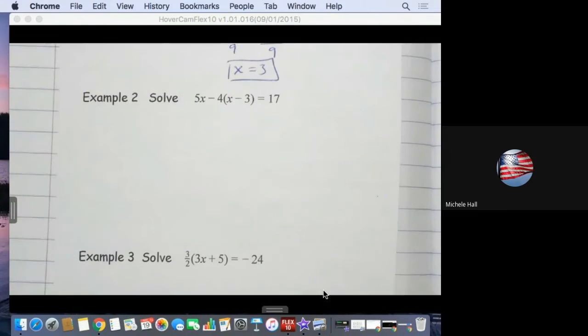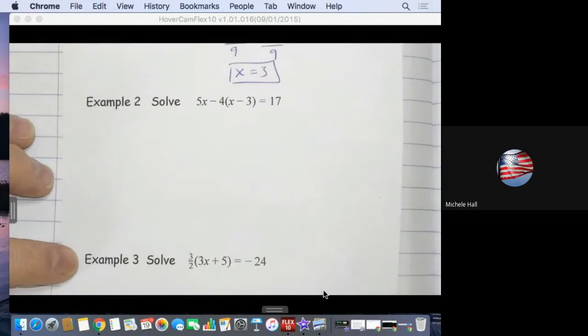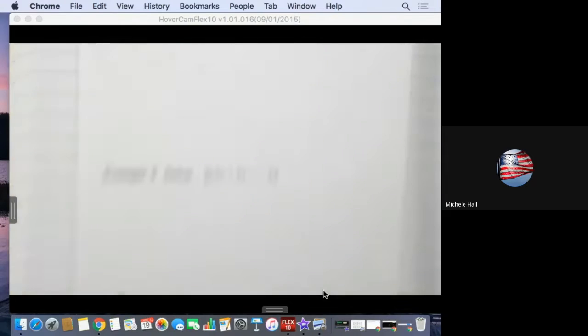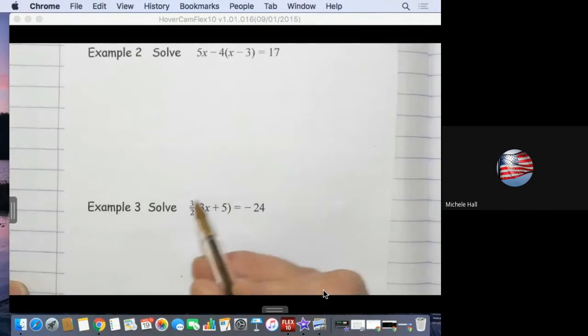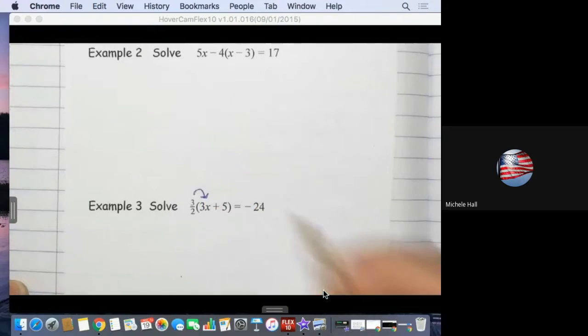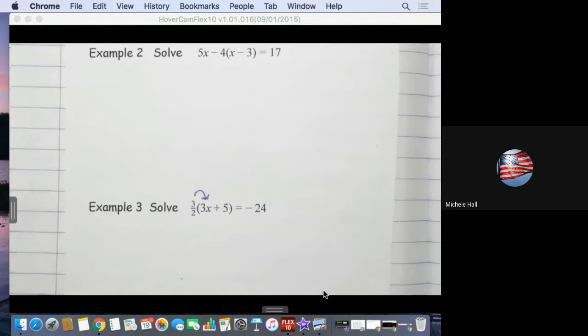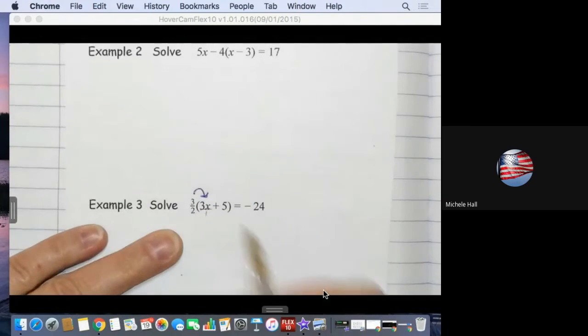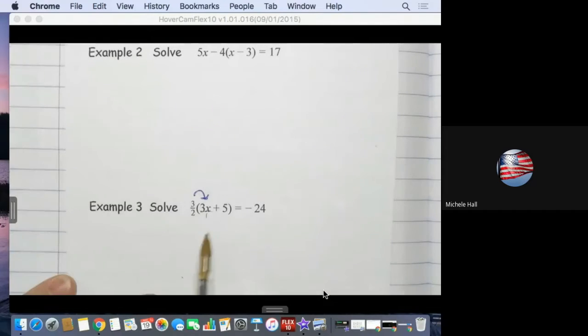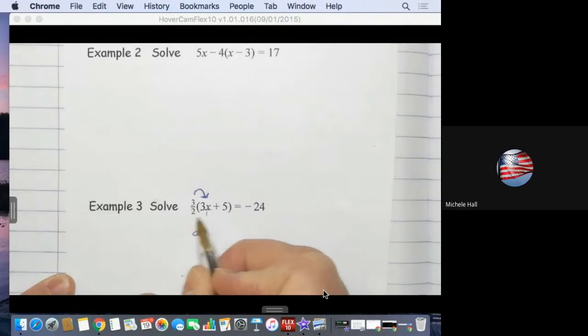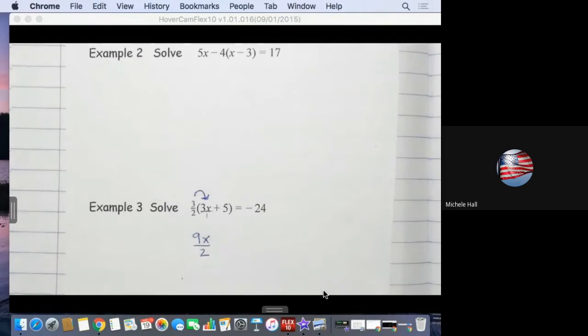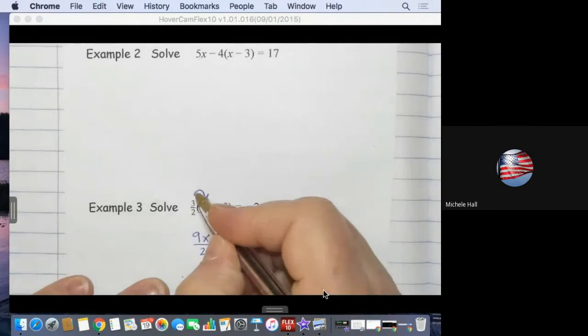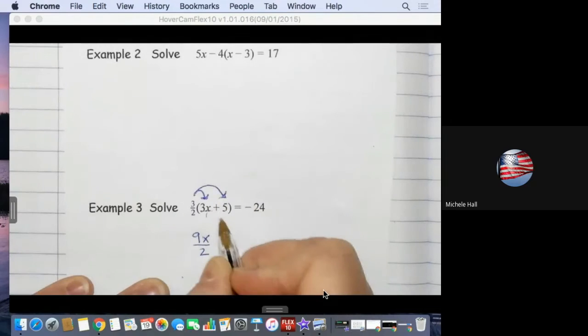Example, let's go to example 3 and do one that has a fraction. I need to multiply 3 halves times 3. So if I make 3x a fraction, I would just multiply straight across. The numerator is 3 times 3x is 9x. And then 2 times 1 is 2. I need to continue distributing that 3 halves to 5. 3 halves times 5. Again, I would make 5 a fraction, 5 over 1.